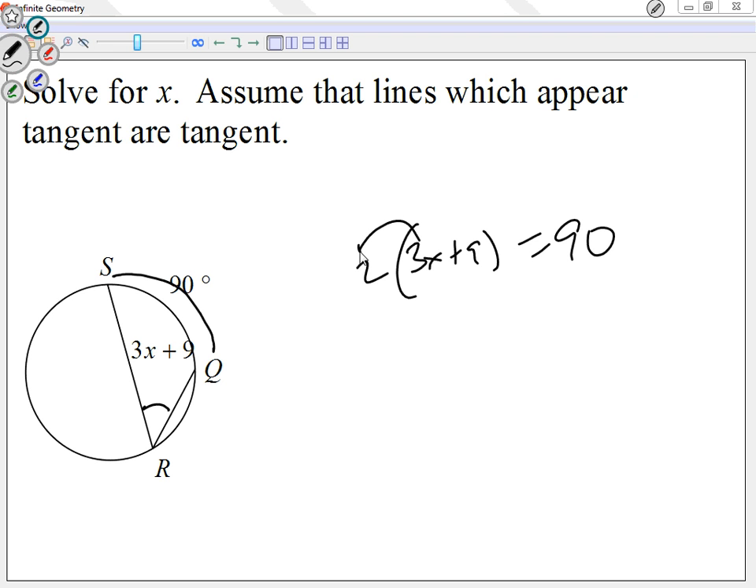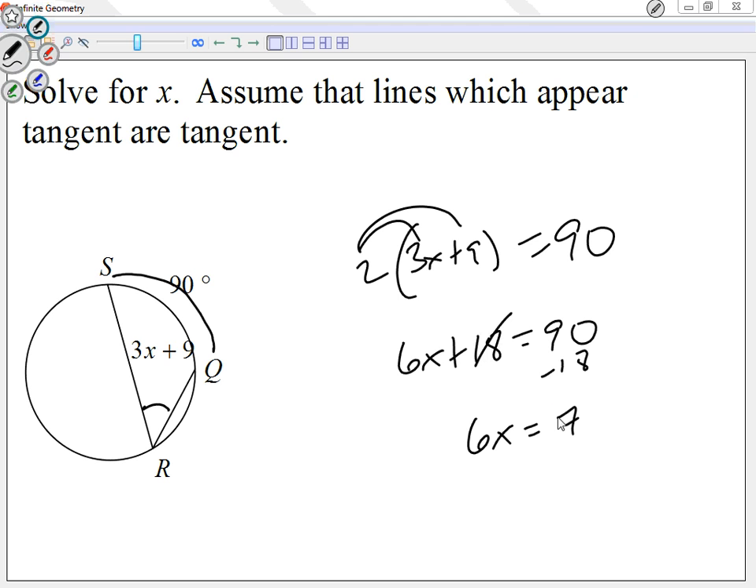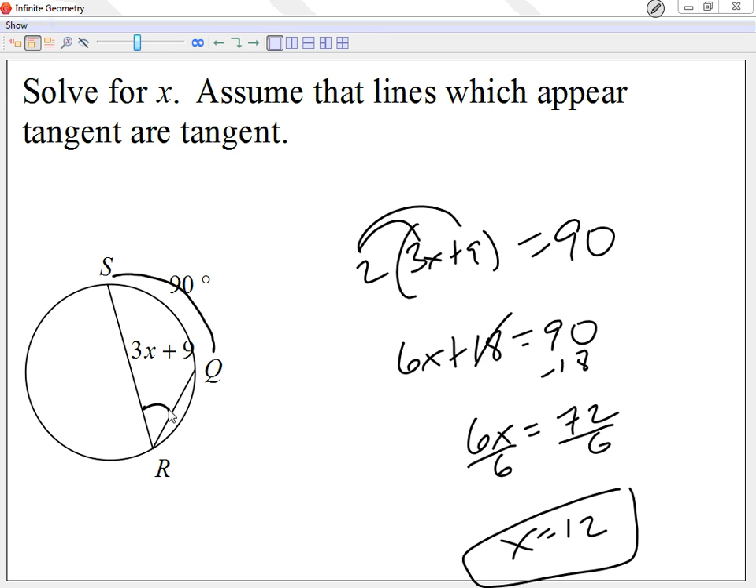Let me multiply the 2 to the inside. So I'm going to have 6x plus 18 is equal to 90. Let me subtract 18 on the right side. So I have that 6x, 90 minus 18, that's 72. Divide both sides by 6. So x must be equal to 12. Right? Simple, right? The angle times 2 is equal to the arc that it creates. So big key here, the arc that it creates. Not just any arc, the arc that it creates.